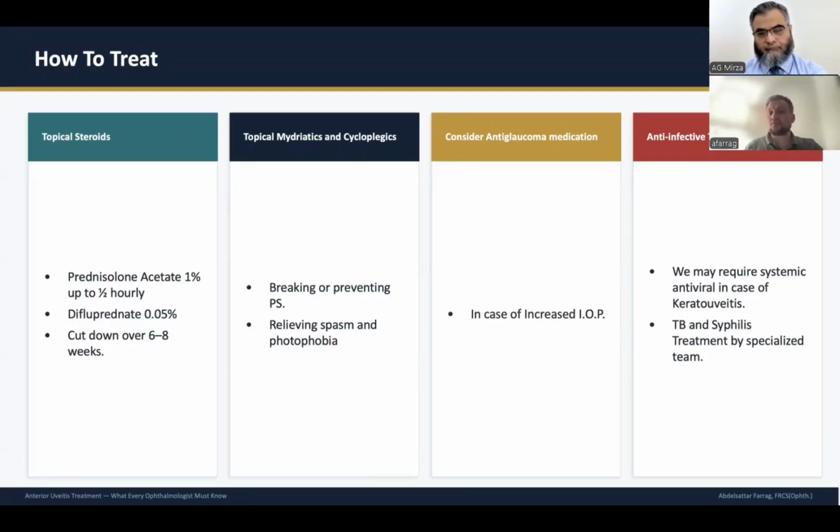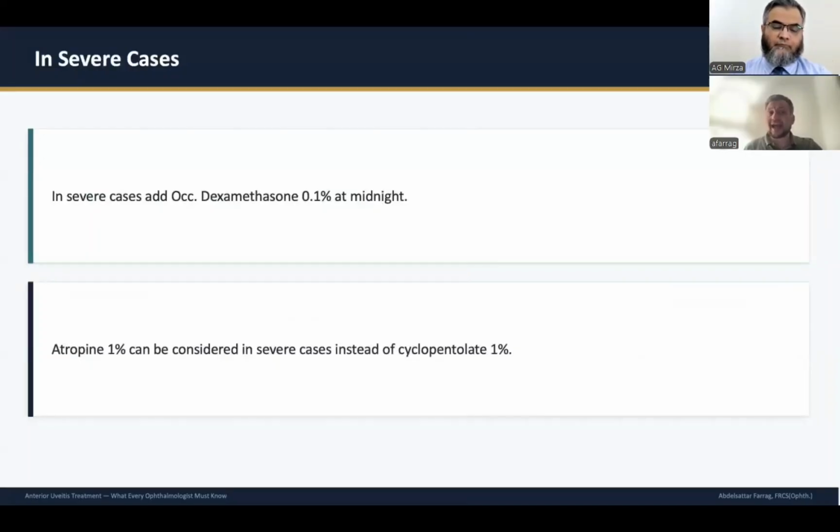And for anti-infective treatment, we may require systemic antiviral in case of keratouveitis, and TB and syphilis treatment by a specialized team. In severe cases, add dexamethasone ointment at midnight, because the main advantage is that it acts at night without disturbing the sleep of the patient. So usually any patient with severe anterior uveitis, I give 1 hourly topical steroid, start by 1 hourly, tapering over 6 to 8 weeks. Dexamethasone ointment at night. I ask him to stop from midnight to 6 o'clock. Okay, and if it's really severe, and the synechia is large, I give atropine, not cyclopentolate.